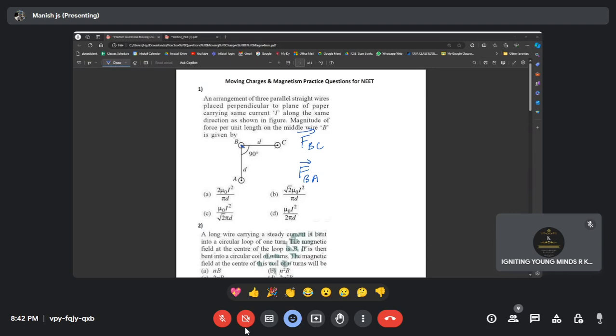What happens to that corresponding term? Cos 90 becomes 0, right? Cos 0 is 1. So that term will go. So it is only under root of F1 square plus F2 square. That's it. So you substitute that, okay?